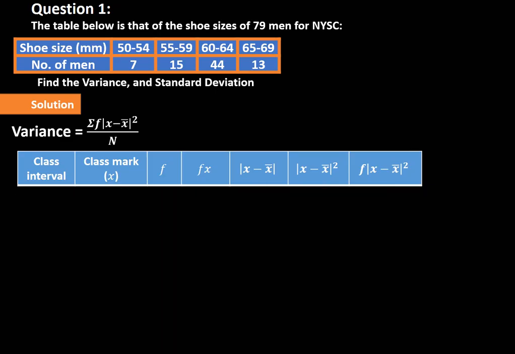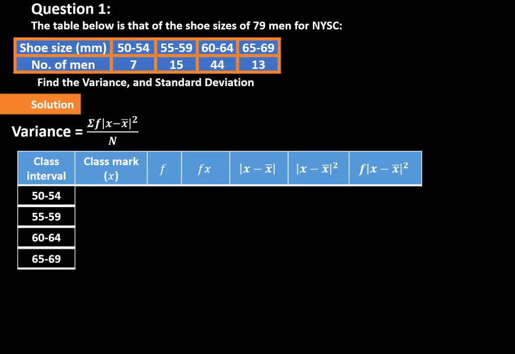Let me begin. I'm going to start with class intervals. I'll begin with 50 to 54, so you can see there, that's 50 to 54. Then we'll move on to 55 to 59. That's how you list them one after the other. Then 60 to 64, then 65 to 69.